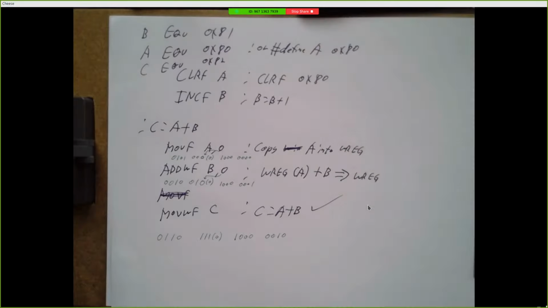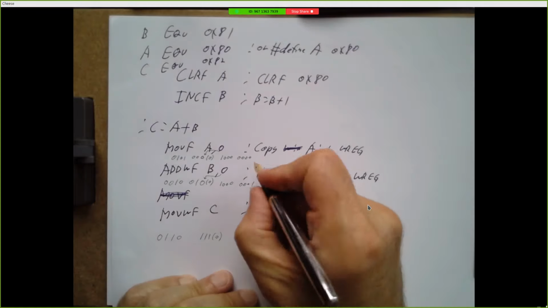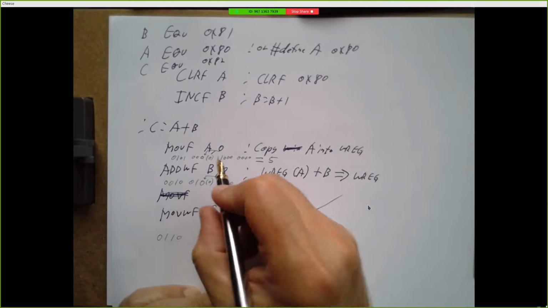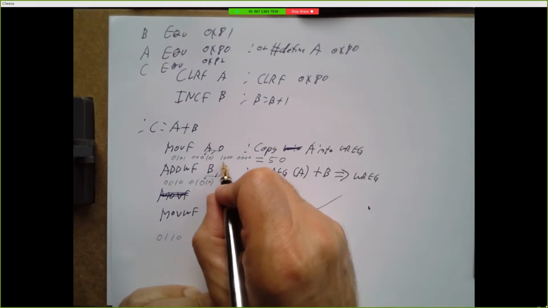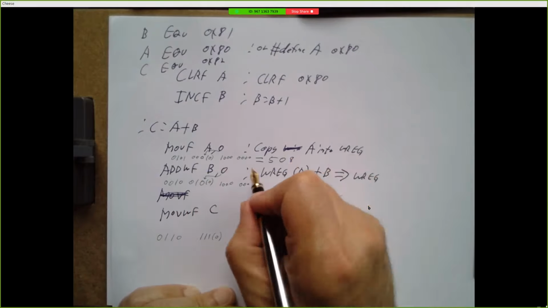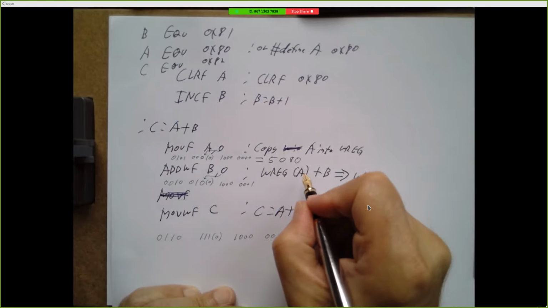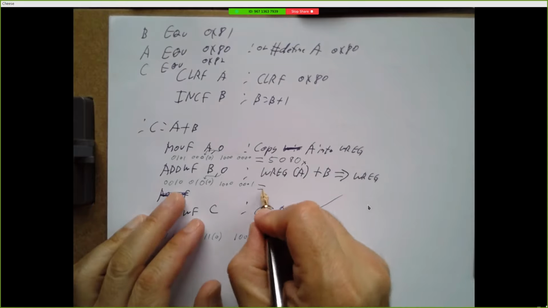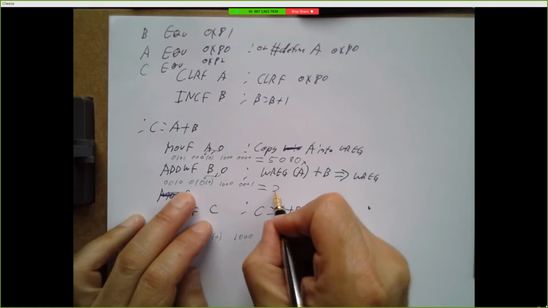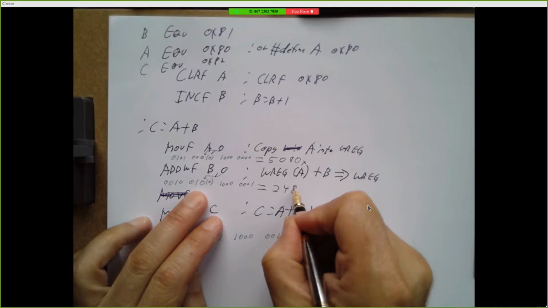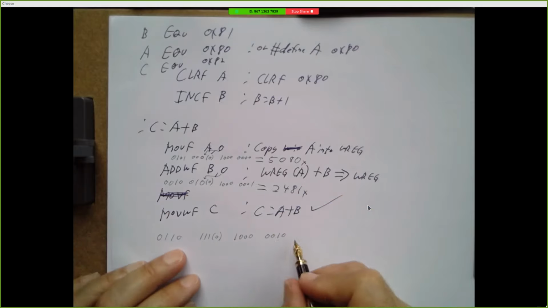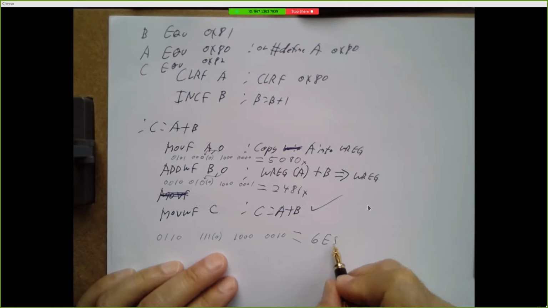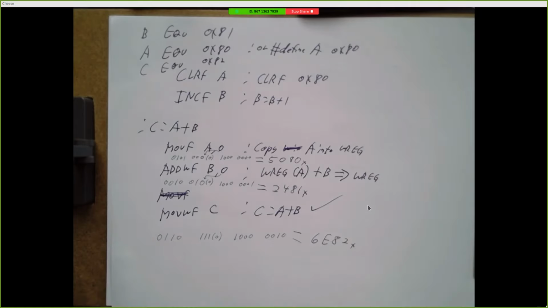So if I were to write this as a hexadecimal number, 0101 is 5, 0000 is 0, 1000 is 8, and 0000 is 0. If I were to write this as a hexadecimal number, this is a 2, a 4, an 8, and a 1. And if I write this as a hexadecimal number, it's a 6, an E, an 8, and a 2.